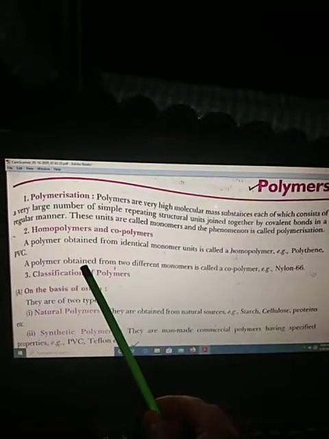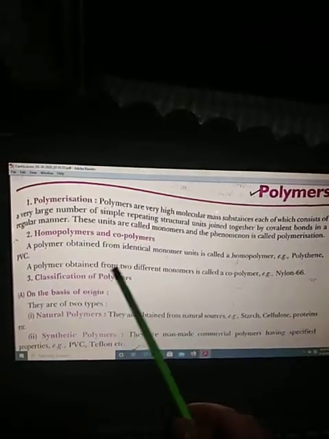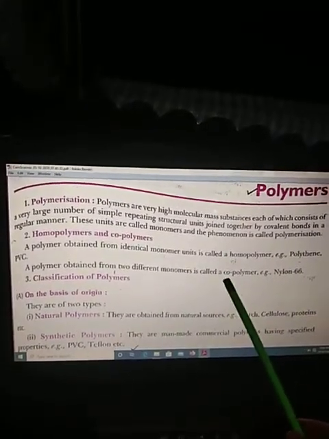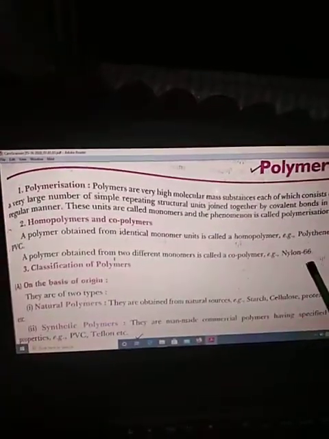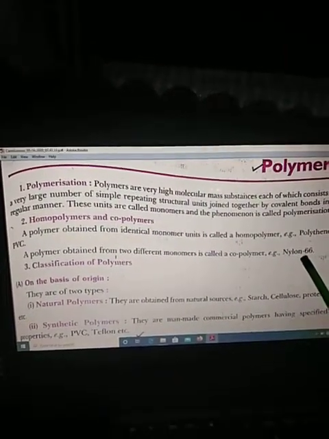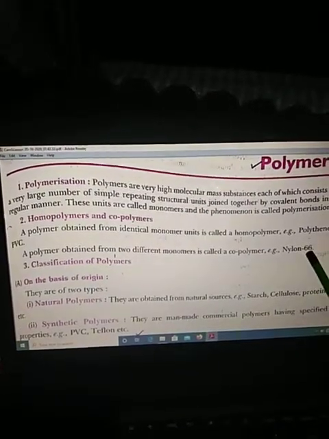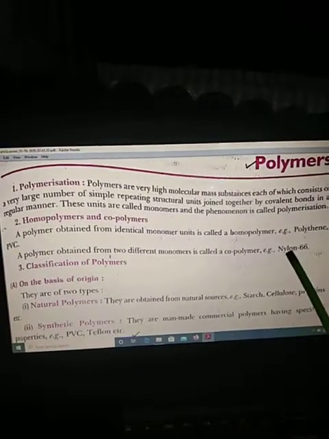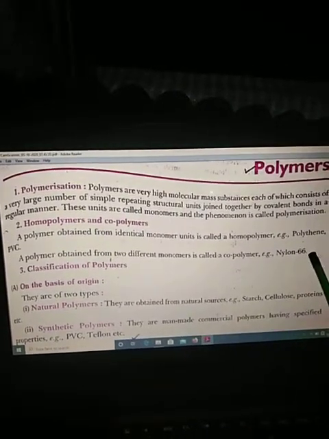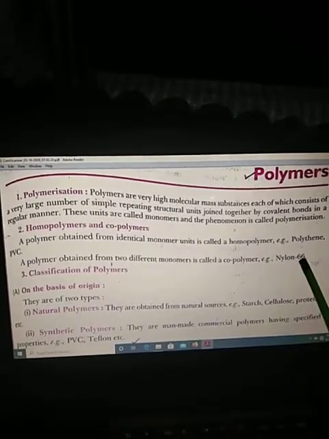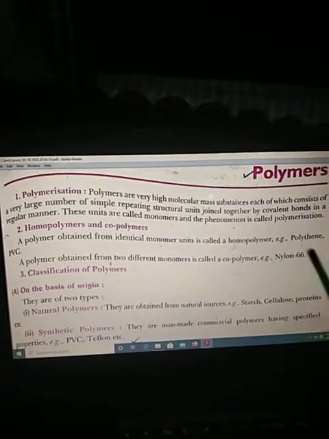And the second we have got a copolymer. Copolymer means a polymer obtained from two different monomers. So when we have two different monomers, we call it a copolymer. Example is nylon 6,6. Nylon 6,6 is formed from hexamethylene diamine and adipic acid. You can refer to your book for the reactions of how it will form. And in nylon 6,6, this 6,6 has a significant meaning. The 6 represents the number of carbon atoms in both the monomer units.